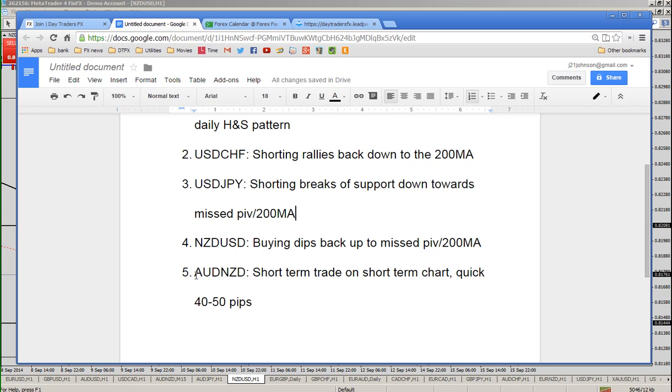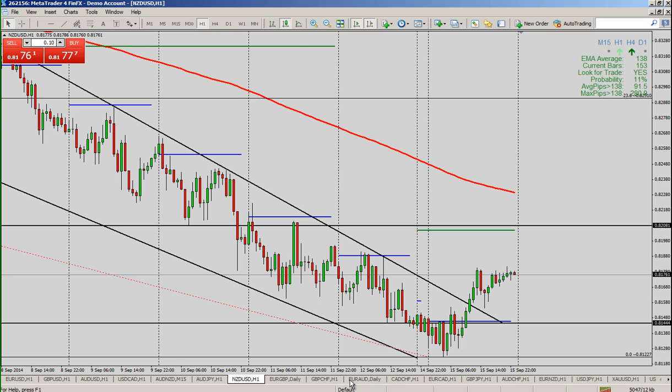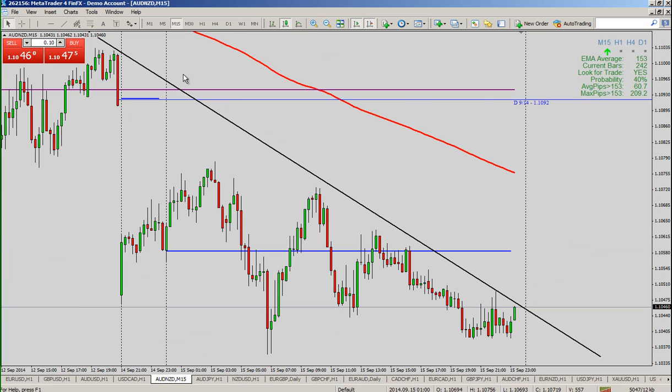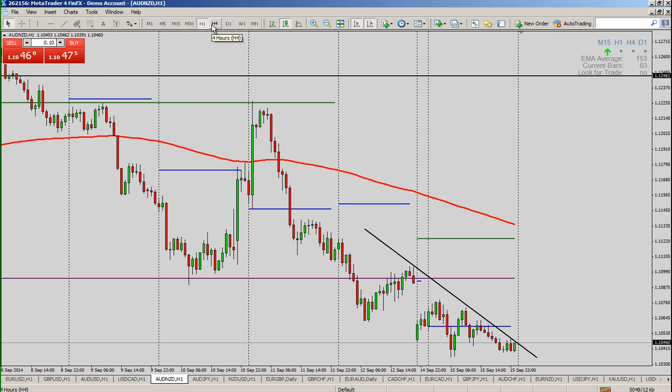And then here's just our little short-term setup right here. This is Aussie New Zealand. And I have no expectations for anything major on this other than a couple of quick pips. Aussie New Zealand is right here, and you can see we have one arrow, and it's on the 15-minute chart. We have nothing on the 1 hour, 4 hour, daily. In fact, I think some of those are even just right on top. Oh, actually, they're getting there. Some of them are getting there.